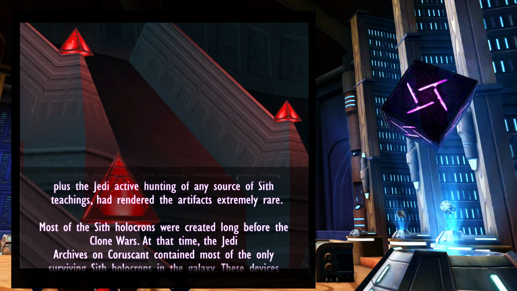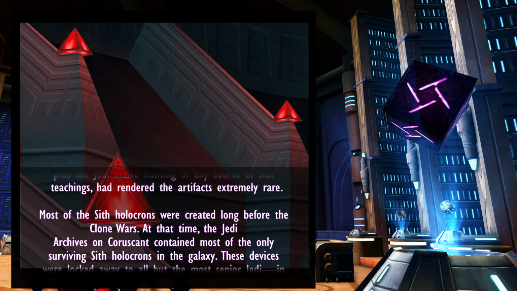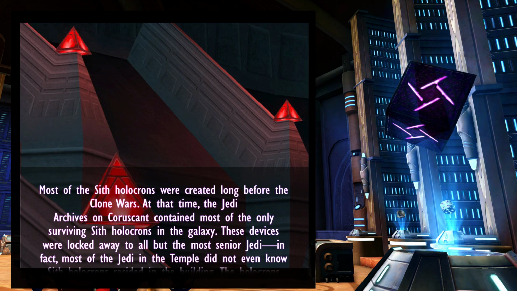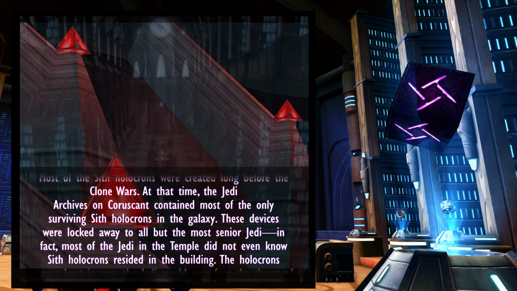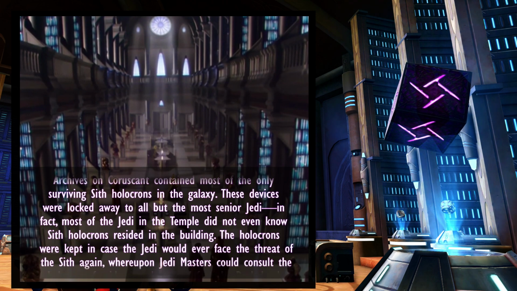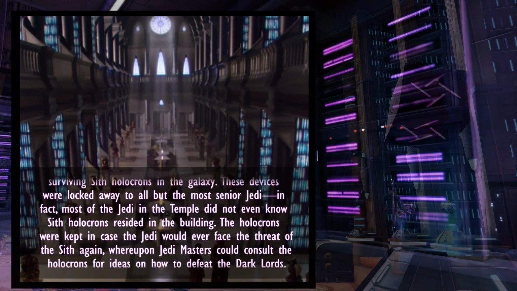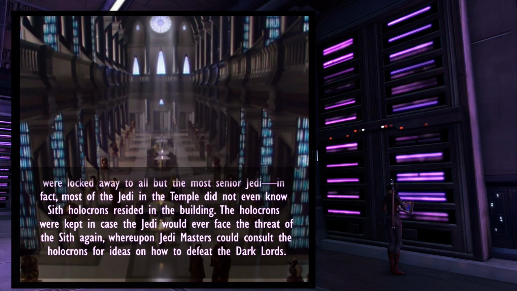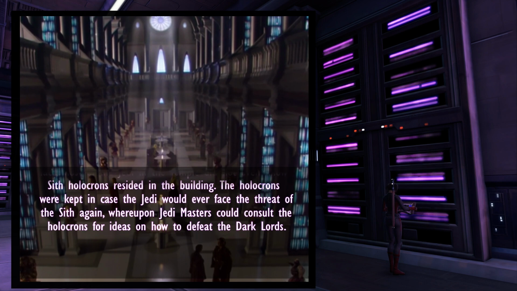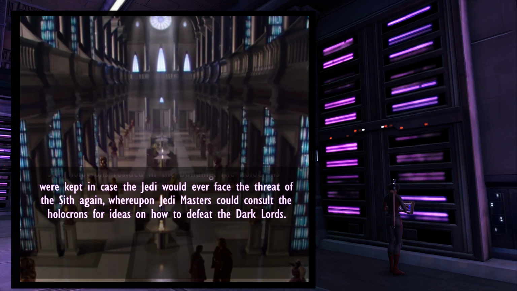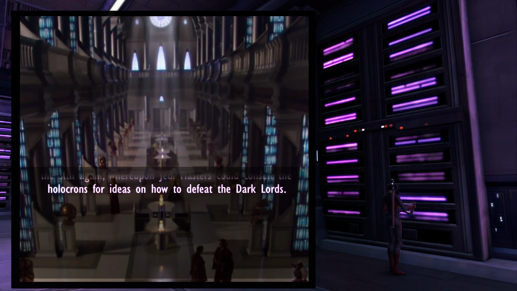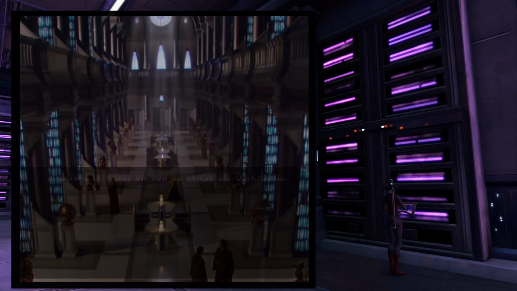Most of the Sith Holocrons were created long before the Clone Wars. At that time, the Jedi archives on Coruscant contained most of the only surviving Sith Holocrons in the galaxy. These devices were locked away to all but the most senior Jedi. In fact, most of the Jedi in the Temple did not even know Sith Holocrons resided in the building. The Holocrons were kept in case the Jedi would ever face the threat of the Sith again, whereupon Jedi Masters could consult the Holocrons for ideas on how to defeat the Dark Lords.